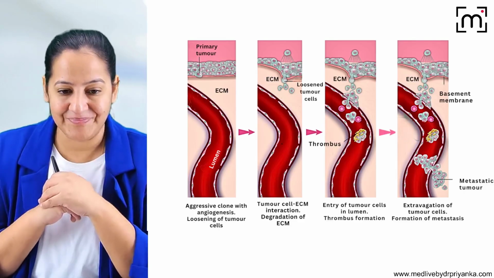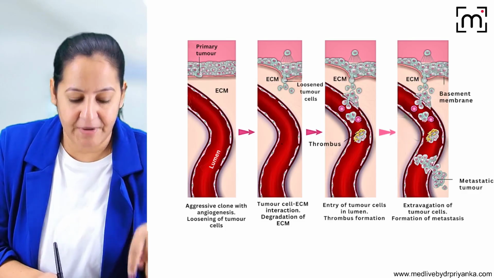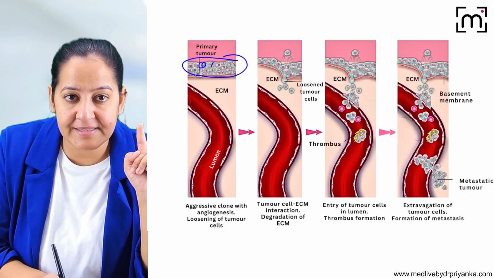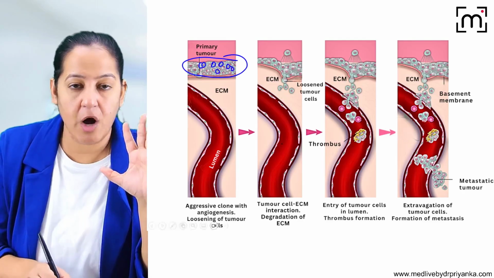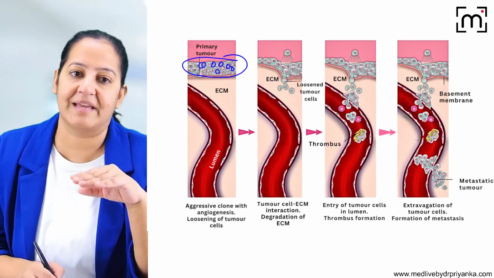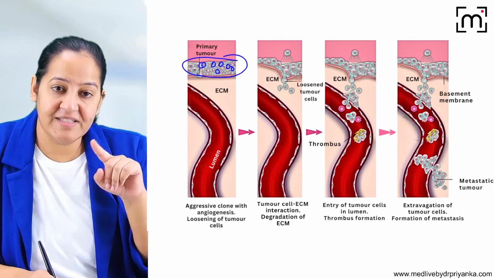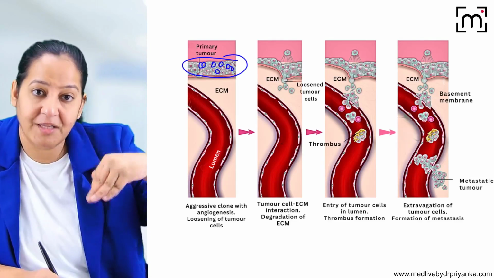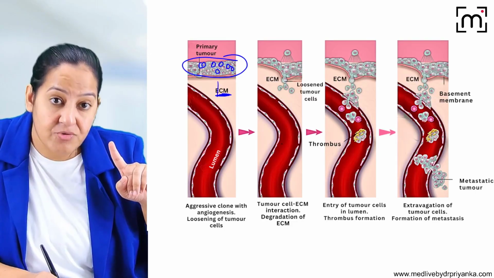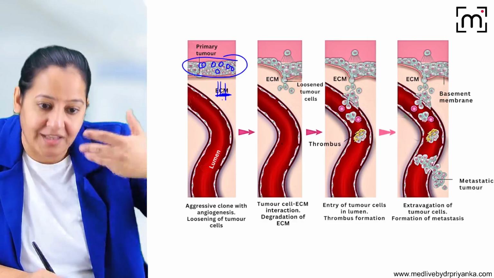Can you see this diagram? In this diagram, first let me help you in understanding the diagram. Can you see this is the primary tumor? This is the primary tumor, and these are the cells of the primary tumor. Now the primary tumor wants to spread to multiple other organs and form secondaries via blood. You can see this is the blood vessel. The thing which is present between the tumor and the blood vessel is the extracellular matrix. Can you see this is ECM? Extracellular matrix. It is the connecting tissue between the tumor and the blood vessel.